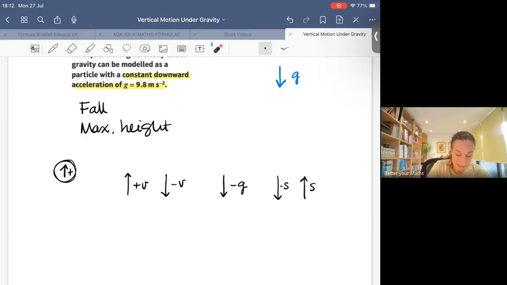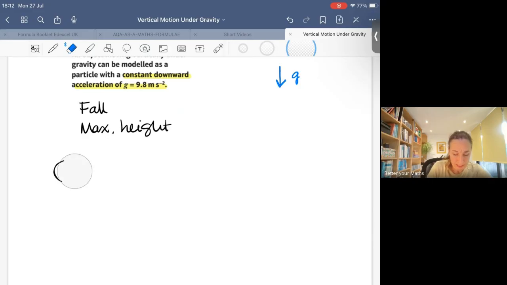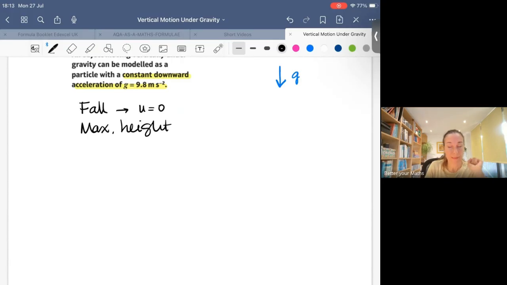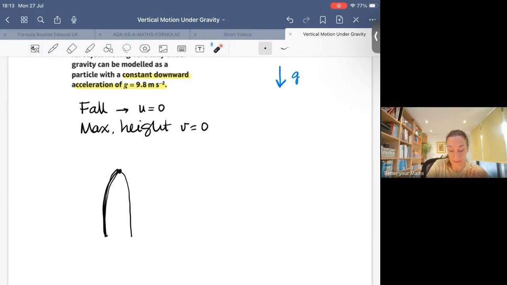I'm going to show you a few questions. The other thing that you have to remember is that when you have something falling or dropped, the initial velocity is 0. And when they ask you the maximum height, because we have something that goes up, up, up, stops, and then reverses down, the final velocity for this bit is going to be 0. It's not going to be 0 here, and not here, but it's going to be 0 at the top.